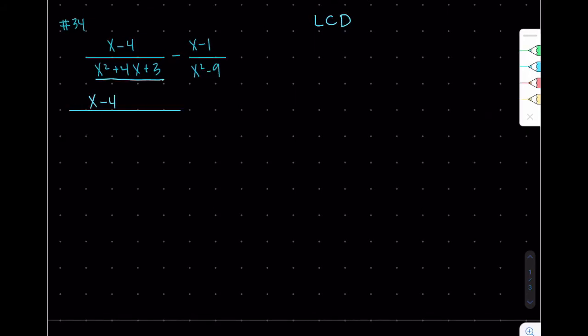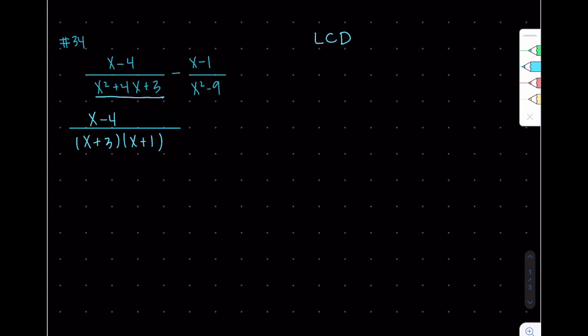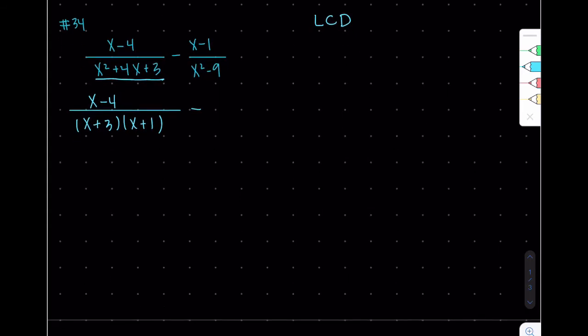So what we're going to get here on the bottom, when we factor it, we're going to get x plus 3 and x plus 1. Hopefully that should be pretty easy for you guys by now. And then this next piece, we have x minus 1 on the top. And on the bottom, this is actually going to factor to x plus 3, x minus 3.